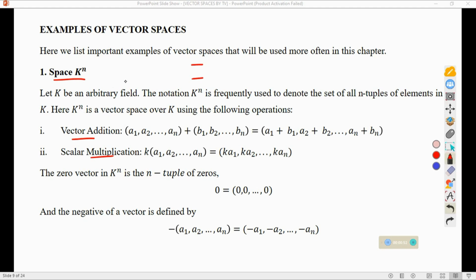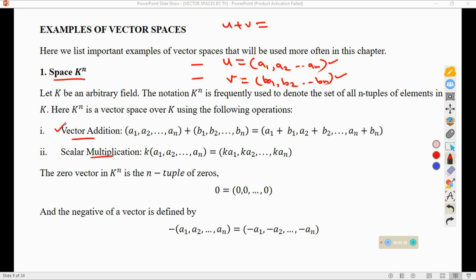If you pick any two vectors, for example u, which is in the form a1, a2, up to an, and you also pick another vector v, which is in the form b1, b2, up to bn, the elements in this space K to the power n are n-tuples. So you need to look at how best you can add u plus v. It is a matter of adding the corresponding elements: a1 with b1, a2 with b2, up to an with bn.